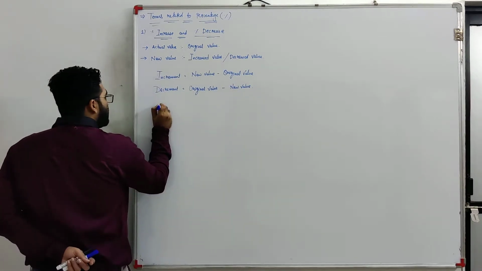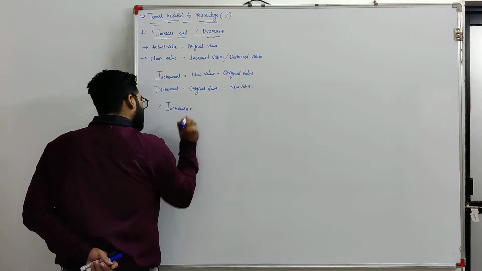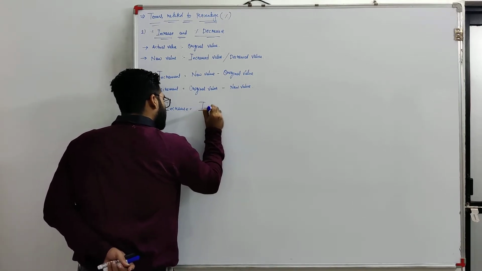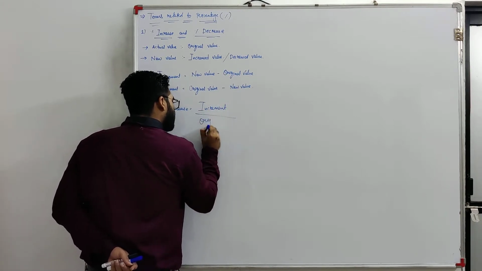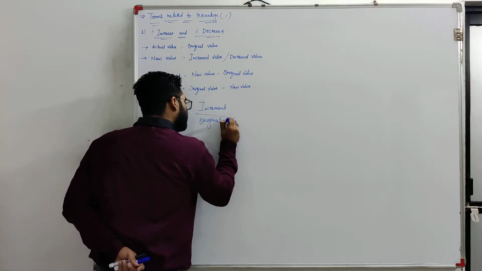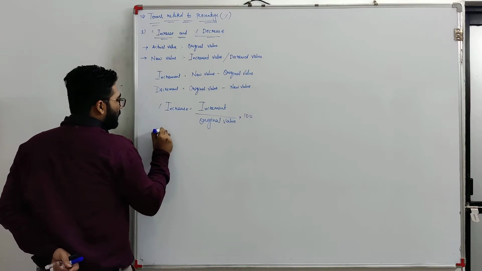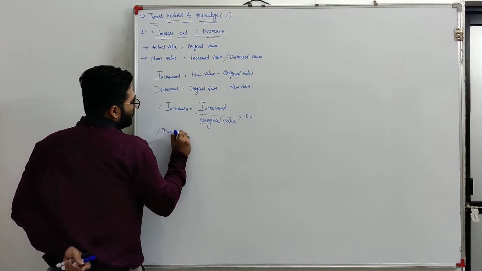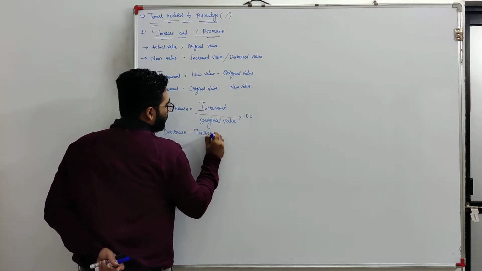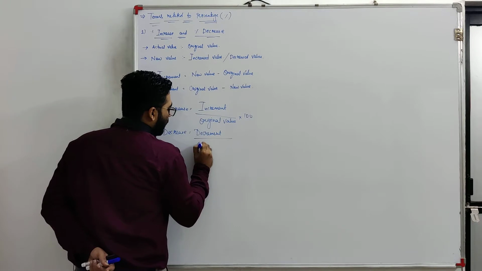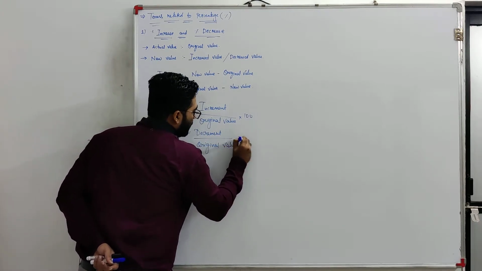And what is the percentage increase? Percentage increase is equal to increment divided by original value into 100. In the same way, percentage decrease is equal to decrement divided by original value into 100.